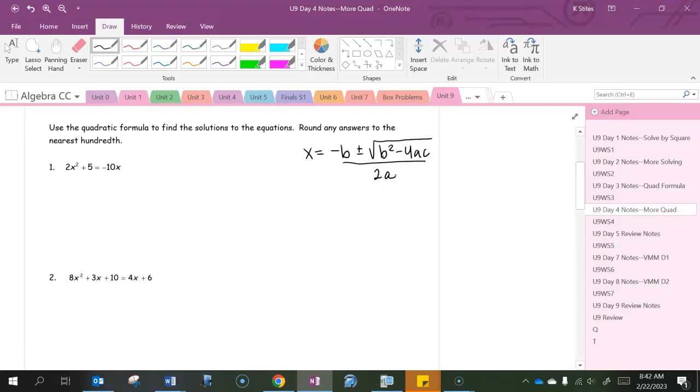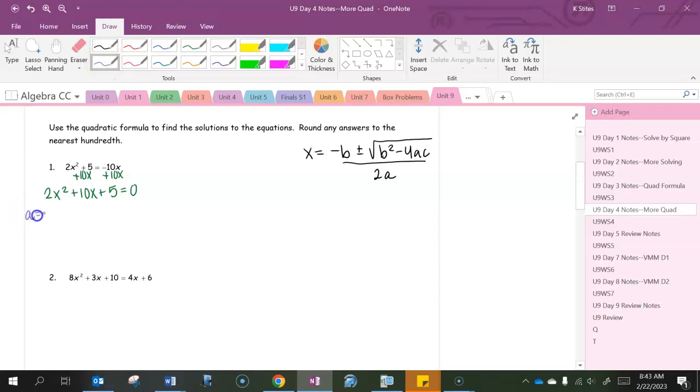So as you can see, this problem is not in standard form. That means that we are going to have to add our 10x over. And we are going to want to put that right in the middle. That's our b term because it is our x. So again, this 10x is not going to combine with anything. It's just going to go right in the middle, and you should have an equals 0. Now we're ready to go ahead and do quad formula.